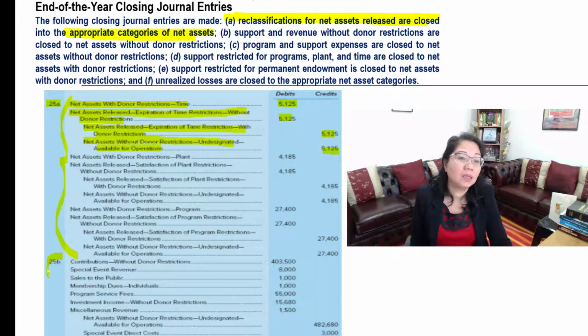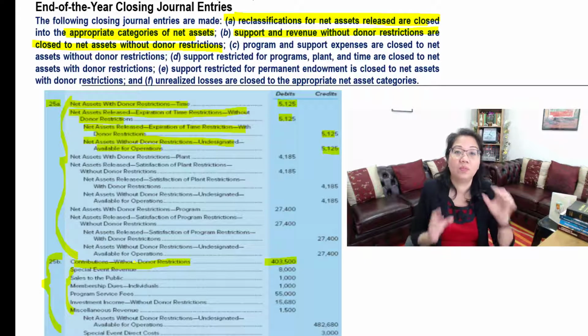In the second set of journal entries, 25B, we are closing support and revenue without donor restrictions to net assets without donor restrictions. So what are we debiting here? Contributions without donor restrictions, $403,500, and all the special event revenues, the revenues pertaining to that without donor restrictions.